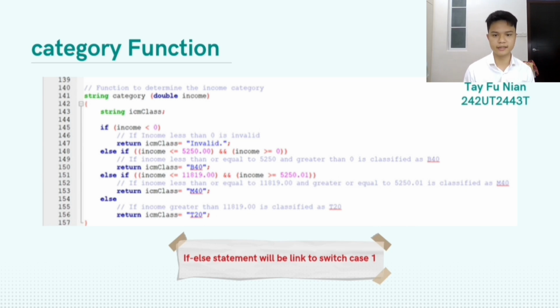Once the part of invalid was done, as you can see, we write else if income is less than or equals to 5,250 and greater than or equals to 0. The double symbol you can see is called AND, and it will be classified as B40.